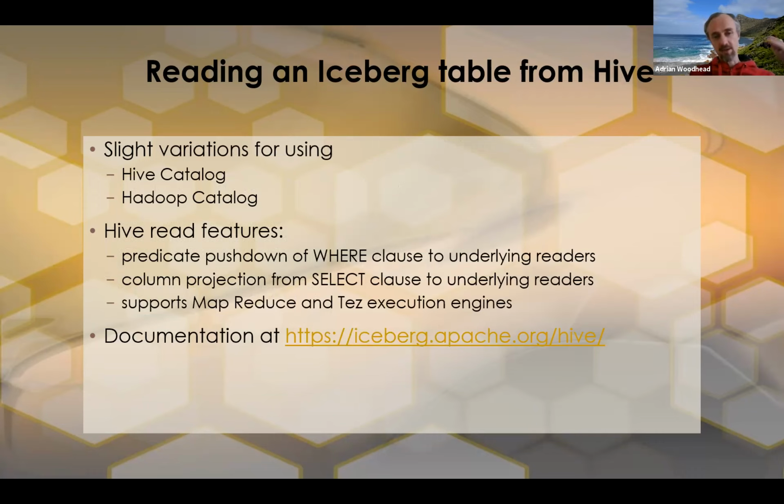There's also Hive catalog, Hadoop catalog. There are slight variations in Iceberg on how you store the metadata. Some features that we contributed to the Hive read path: there's predicate push down, so the where clause gets pushed down to the underlying readers. So if it's Parquet or ORC, that speeds up the actual queries when they run. Similar with the column projection, again, it'll go down to those readers, which is obviously really good if you've got a columnar-based file format. It supports MapReduce and Tez.